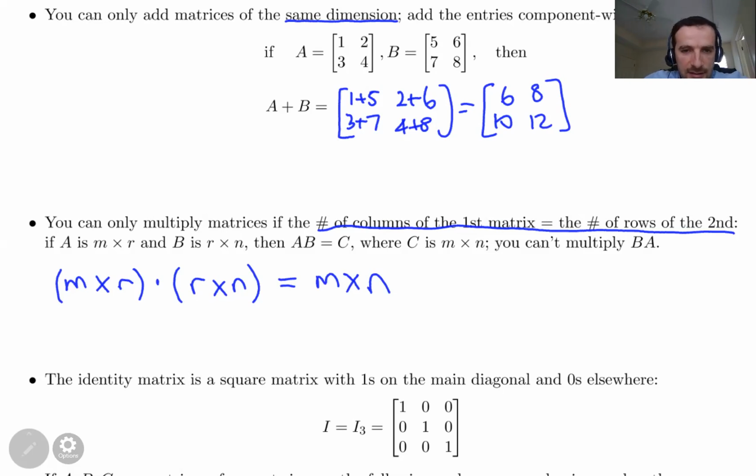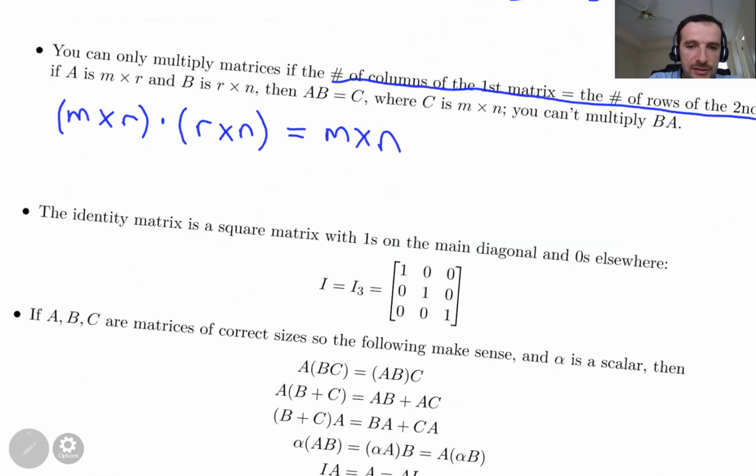By the way, if you can multiply A and B, in most cases you cannot multiply B and A. And I have examples for multiplication in the next slide, in the next page. Let me continue.